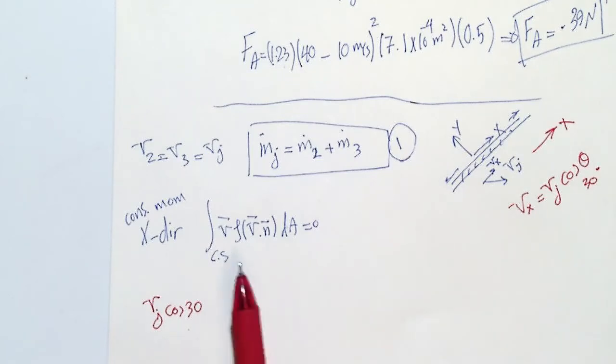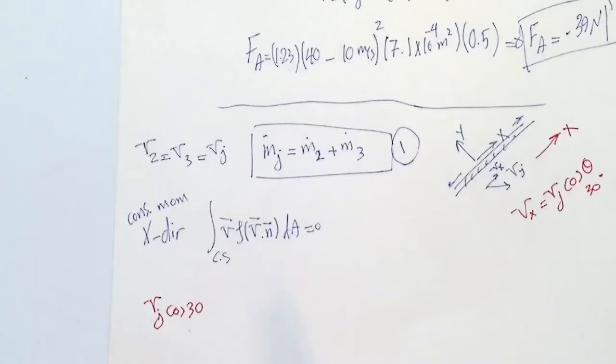So Vj cosine 30 is the V, and also for the m dot part, it has to be V dot n, because that's input. The sign is negative, right? So you can say that is going to be times minus rho Vj Aj. Okay, that's the input part.